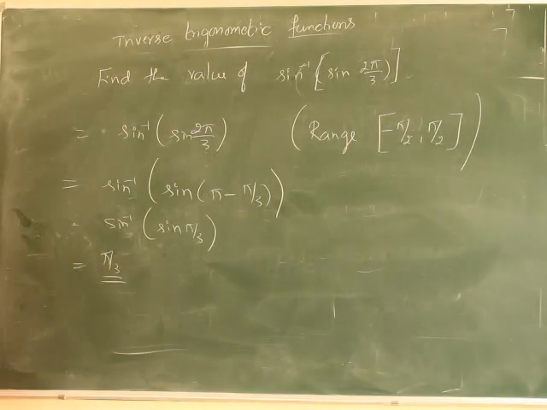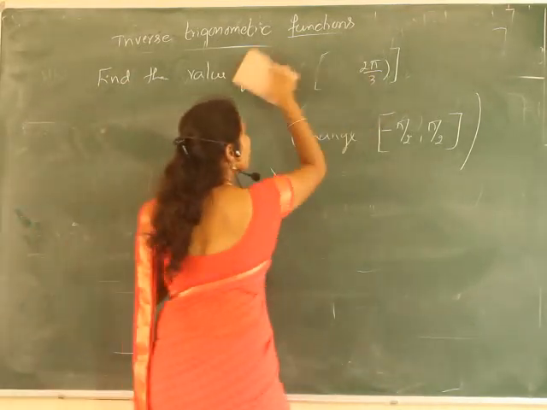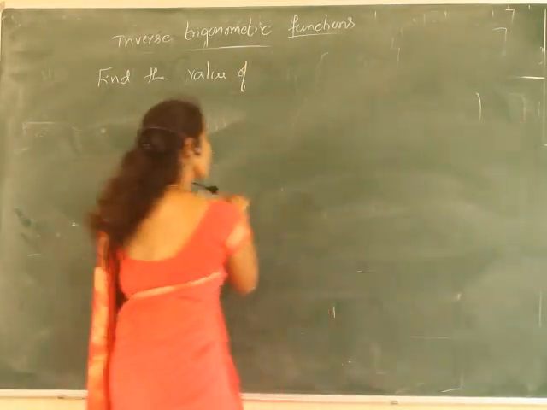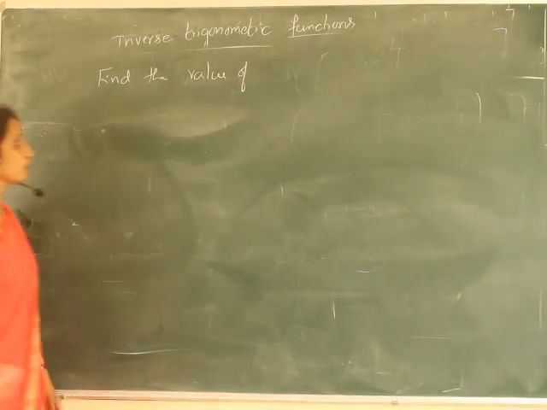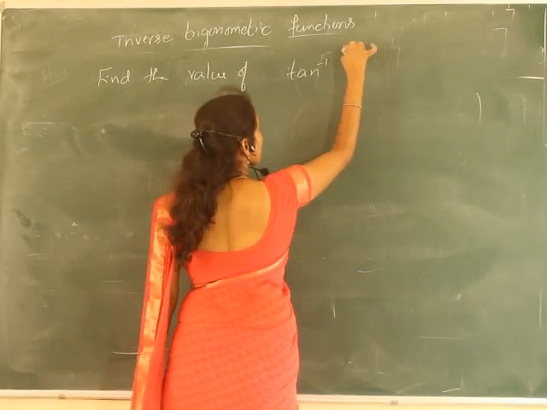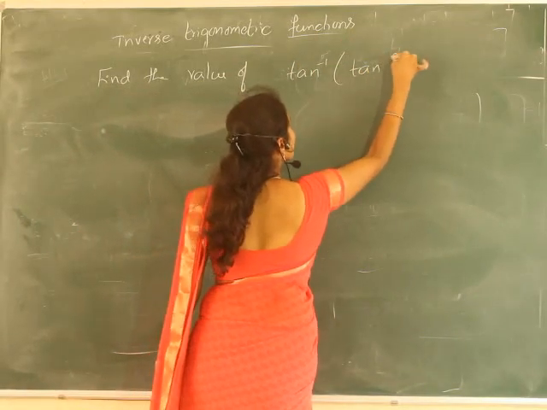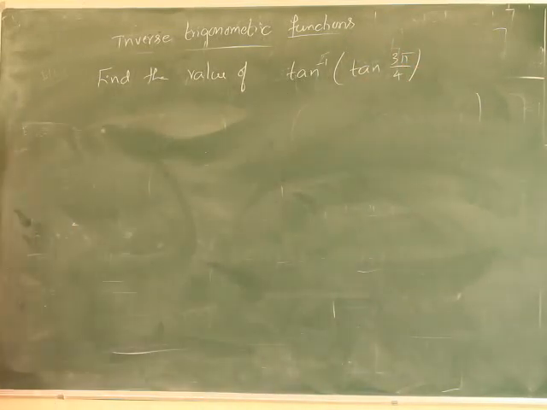Next one, similar problem. Find the value of tan inverse of tan 3 pi by 4. So what is the answer? What is that? Tan 3 pi by 4.